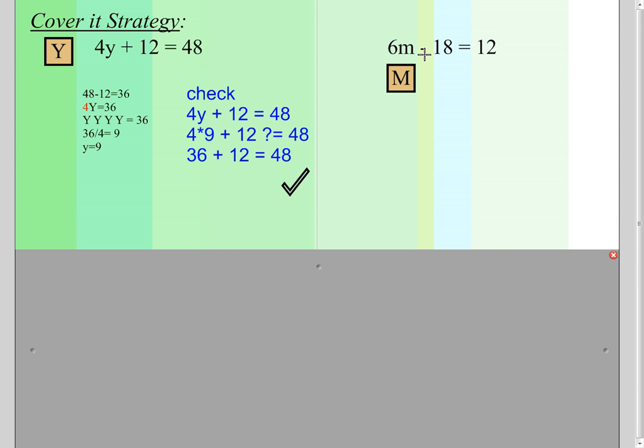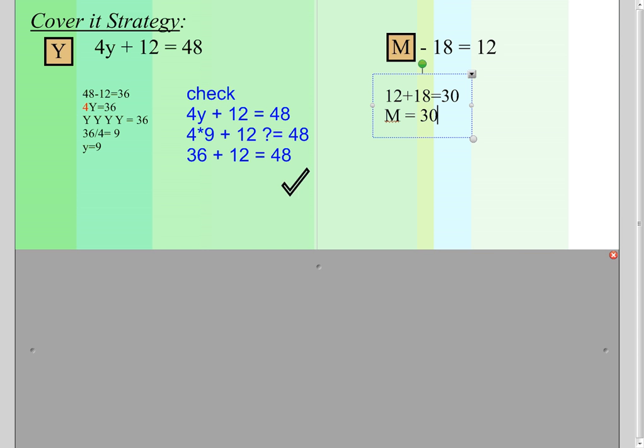Now, same time, I could also do 6m minus 18 equals 12. So I'm going to cover up my 6m. I'm just going to think of it as m minus 18. Well, on this one, what I know I need to do is 18 plus 12. Let me start with the 12. 12 plus the 18 is 30. So what I'm thinking is that m equals 30.